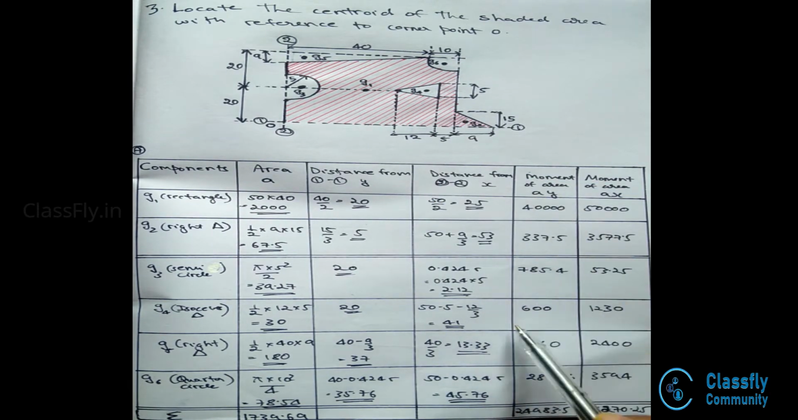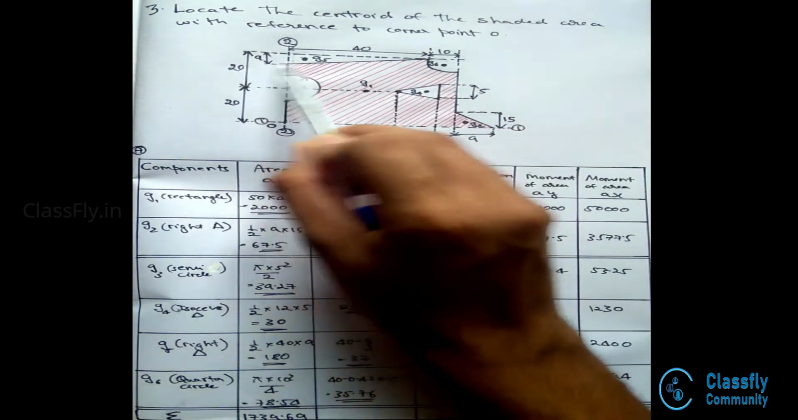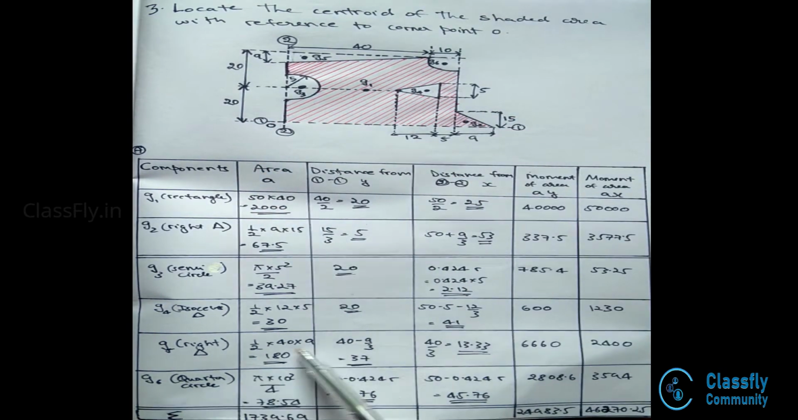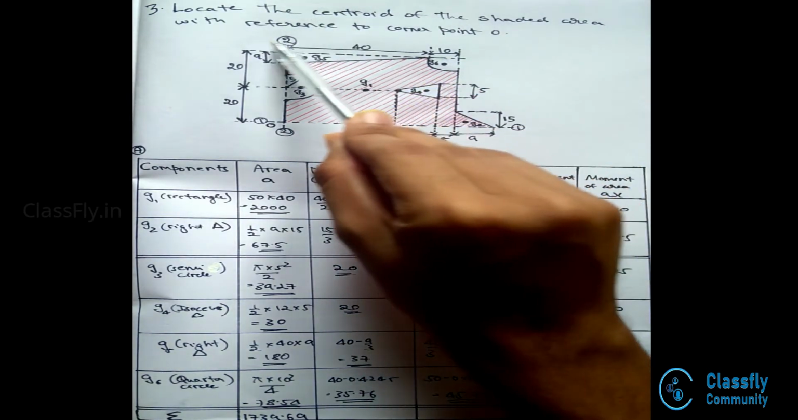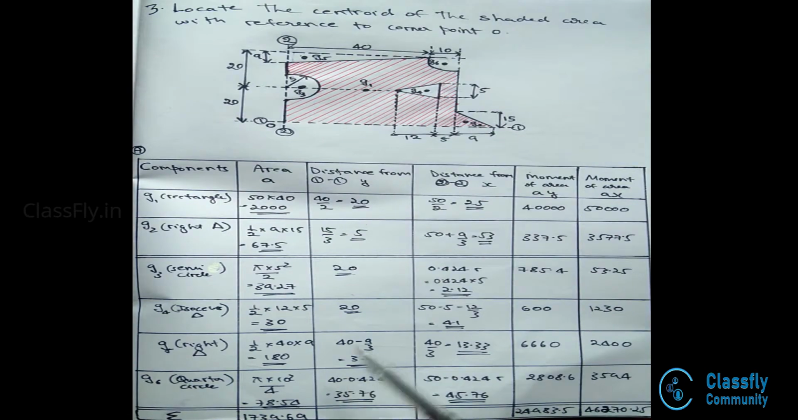Hence, AY is now given by 30 into 20, that is 600, and AX is given by 30 into 41, that is 1230. Similarly, G5, which is the right angle triangle over here, will have an area of half into base into height, that is half into the base, that is 9, into height, which is 40, which will be 180.